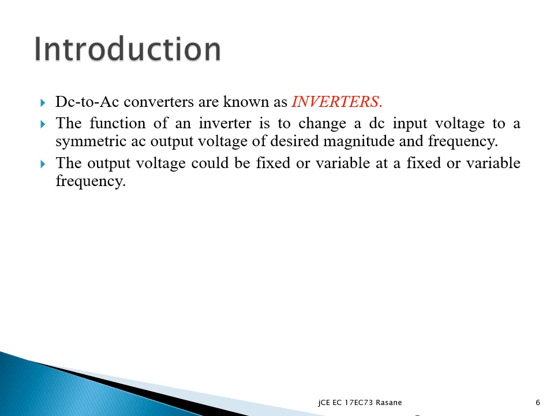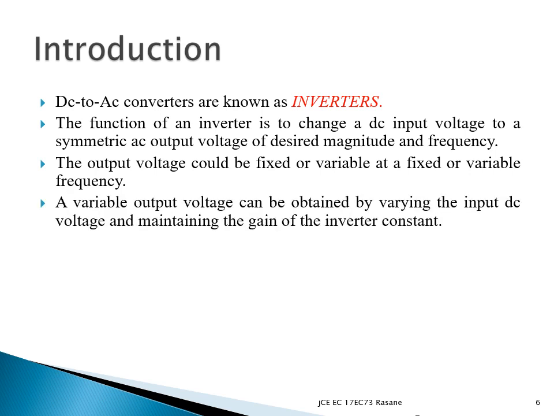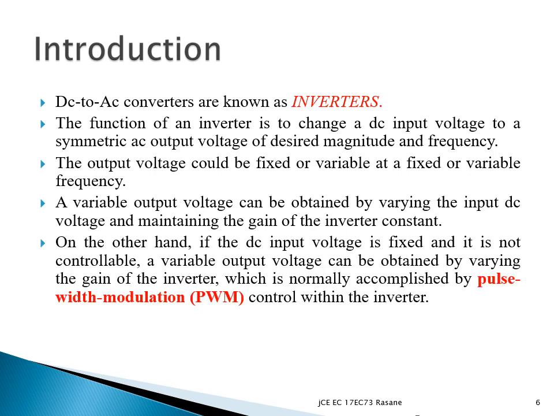So the output voltage could be fixed or variable at a fixed or variable frequency. Both output voltage and frequency can change. A variable output voltage can be obtained by varying the input DC voltage and maintaining the gain of the inverter constant. So increase the input, right? Output is equal to gain times the input. So either you increase the input and keep the gain constant, or you keep the input voltage fixed and change the gain. Okay, so there are different ways to get the output.